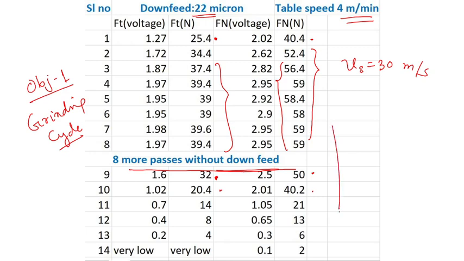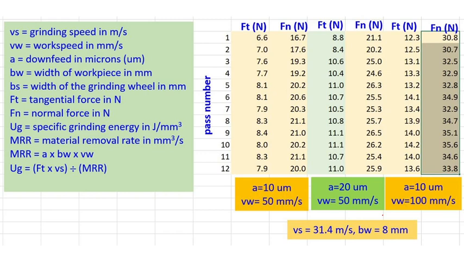So if you plot with number of passes, normal force is increasing like this, it is getting stable and then it is dropping very drastically and then it is becoming 0. So that's what you have to show. You have to capture, we have captured and you have to show it in the data.